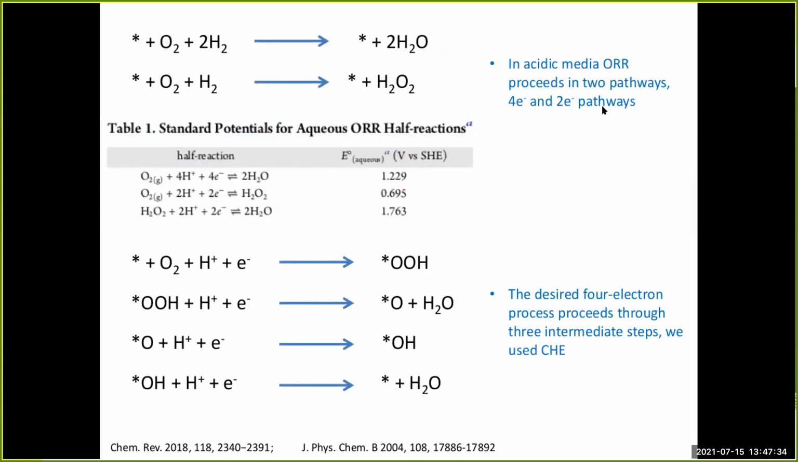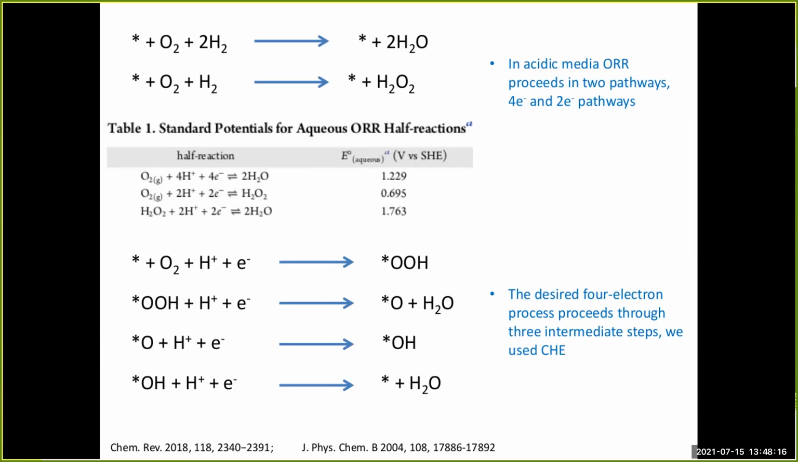This electrocatalytic process in acidic media proceeds through two pathways: a 4 electron pathway and a 2 electron pathway. Here we can see oxygen combines with two hydrogens, which we can consider as 4 protons and 4 electrons, to produce water. In the 2 electron mechanism, oxygen combines with 2 protons and 2 electrons to produce hydrogen peroxide. This hydrogen peroxide is less favorable in energy production, and its high reactivity leads to fuel cell degradation. So the most desirable 4 electron pathway is what we are going to discuss here.